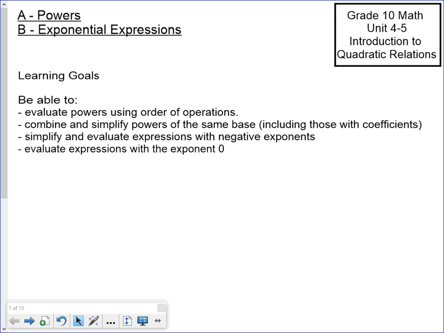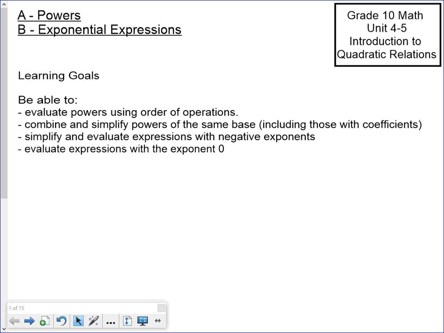So by the end of this lesson, we want to be able to evaluate powers using order of operations, and this is stuff that I think you did back in grade 7 and 8 and 9. Combine and simplify powers of the same base, including those with coefficients. So you looked at this in grade 9. I know without the coefficients, so we'll do it without coefficients first, and then we'll add in the coefficients, just so everybody knows how to do it.